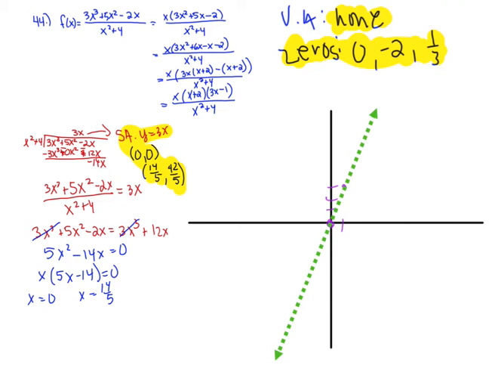Now, the next thing I'm going to do is I'm going to plot my zeros. I have a 0 at 0. I have a 0 at -2.